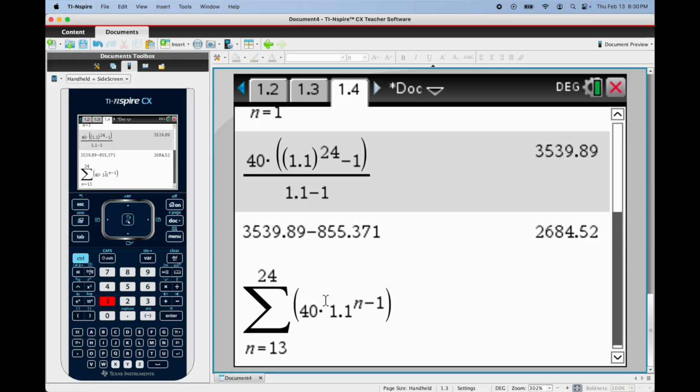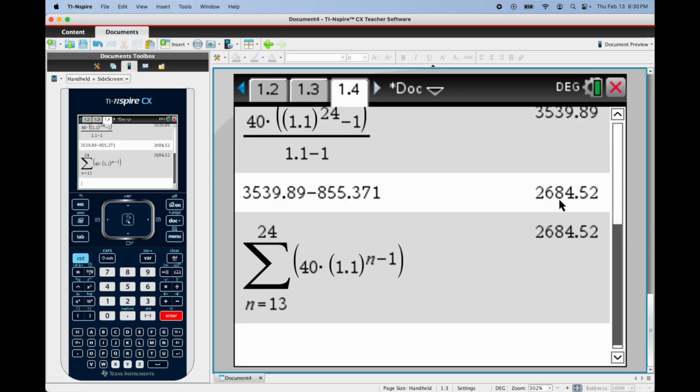So here's our formula once again. 40 times 1.1, n minus 1 tells us the value of a term. We're telling the calculator, take the sum from the 13th to the 24th. And there it is. It gives us the exact same value in a different way. So we could have just written that. If you do choose this way, just make sure to write this out. This is your process, and then this is the value, of course.